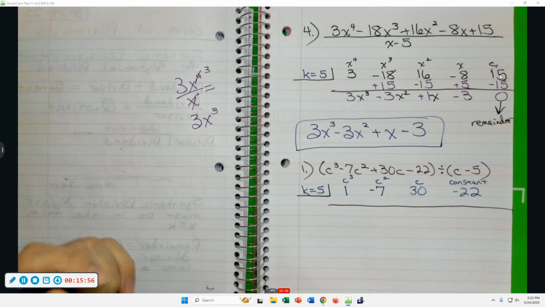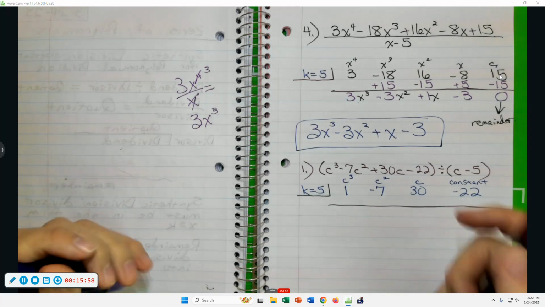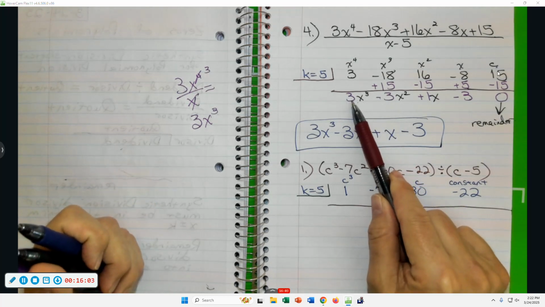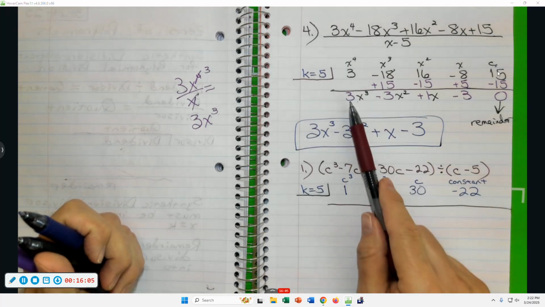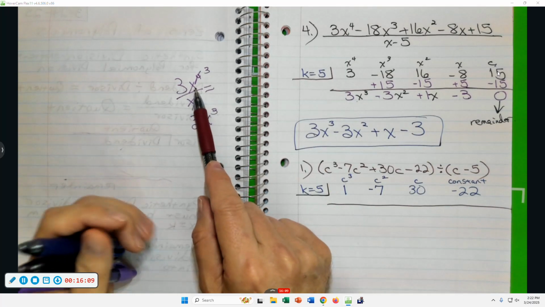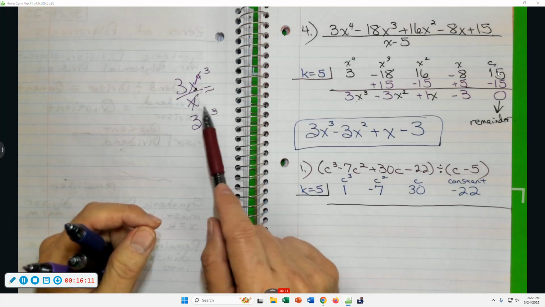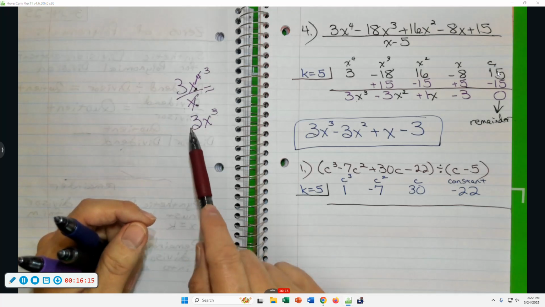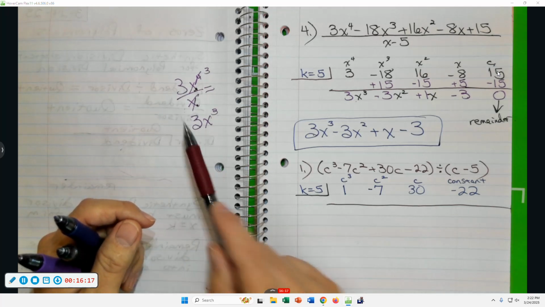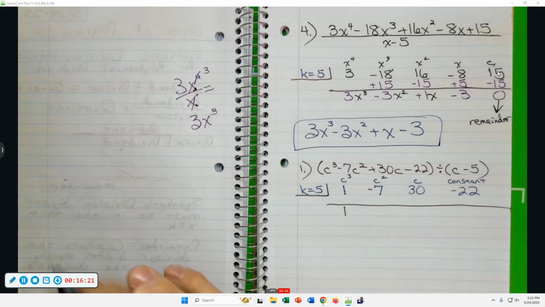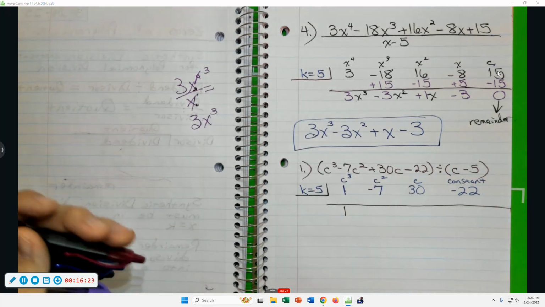Hopefully from this first thing you see why the leading coefficient of the dividend will be the leading coefficient of the quotient. You're looking at number 4. You had 3x to the fourth and you're dividing it just by x. 3 divided by 1, you're starting off with 3. That's why that number there is just carried down. That's going to be the leading coefficient.